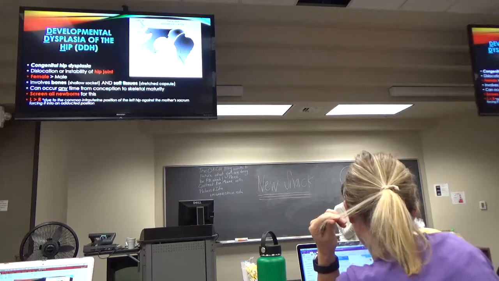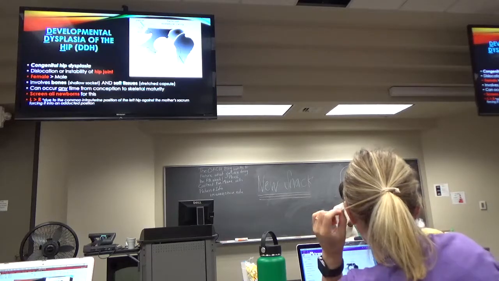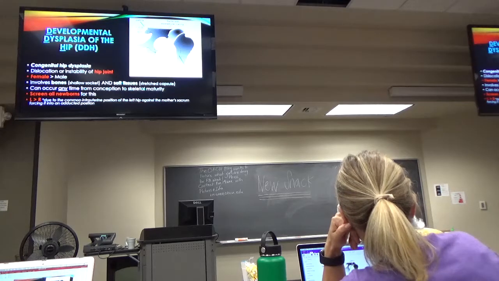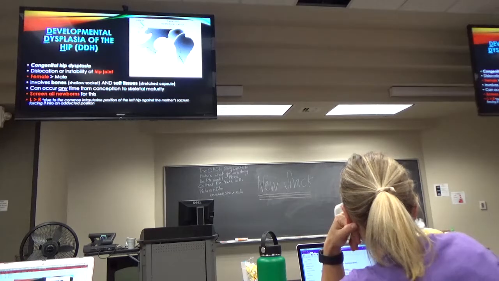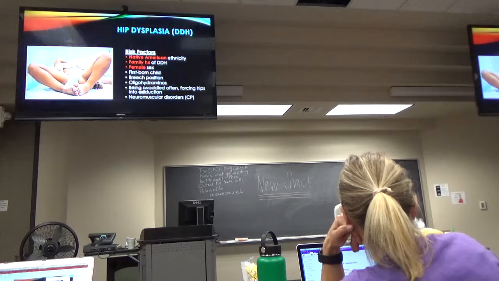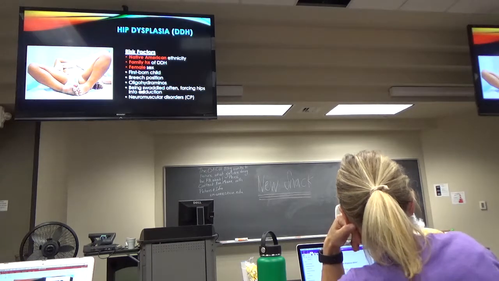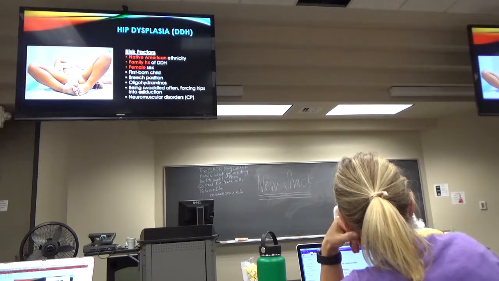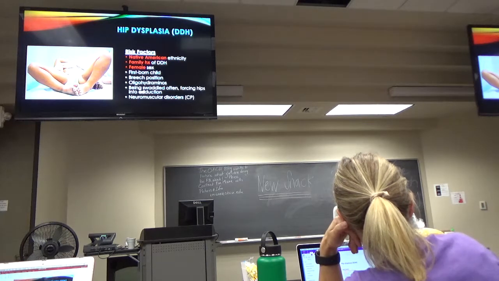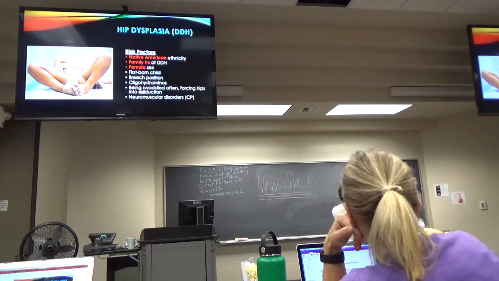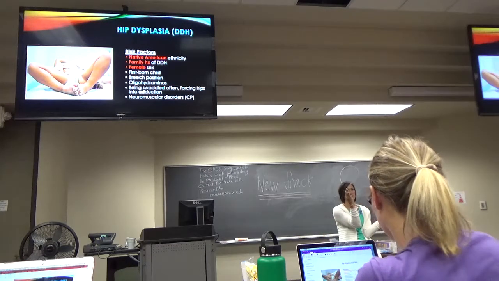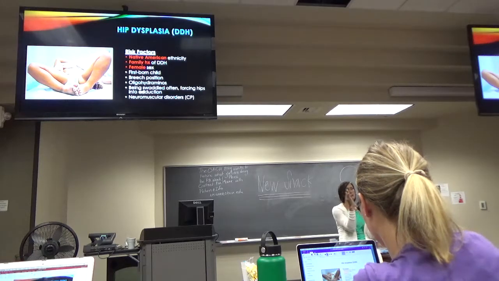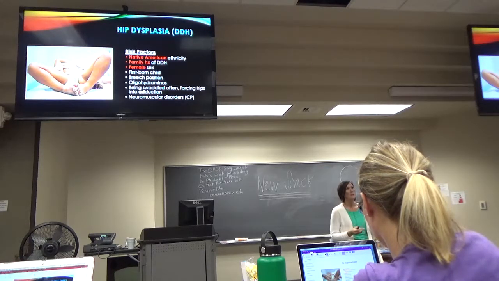It's more common on the left, which I find interesting because of how the baby usually curls up inside the uterus. So if you suspect this, what you'll see, lay them on the table like that. Their normal leg will just fall out in abduction, and the other leg just stops because their femoral head's not in the socket, so it won't externally rotate.